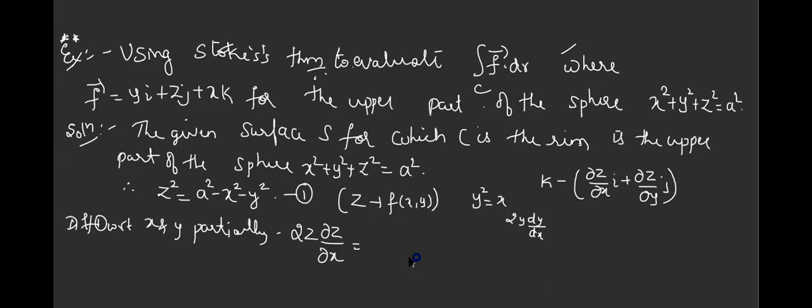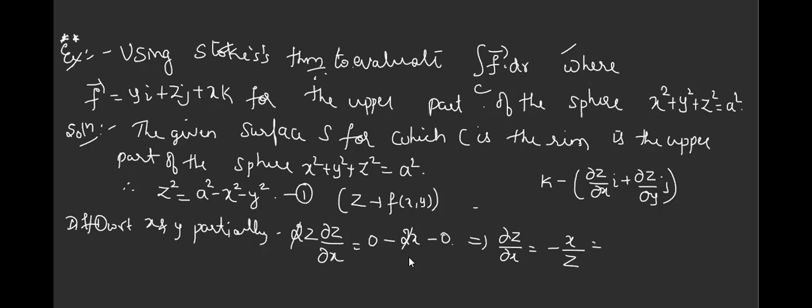Am I right? What is the derivative of a square with respect to x? 0. Derivative of x square, 2x. Minus... derivative of y square is again 0. Am I right? So what is dou z by dou x from here? 0. Minus x by z. Dou z by dou x is minus x by z.